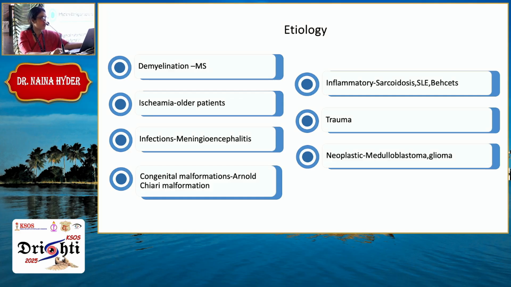And for this patient, as I said, the female patient had a meningoencephalitis, and she gave us this condition, and it was managed by the neurology people. And when she came back, she was normal, and the INO had disappeared. So the causes are demyelination, ischemia, infections, Arnold-Chiari, inflammation, trauma, and neoplasms.